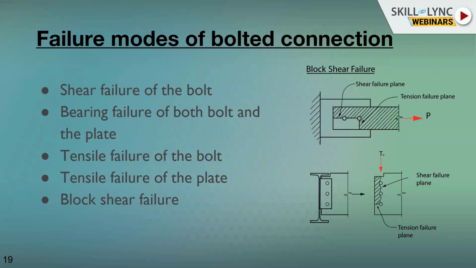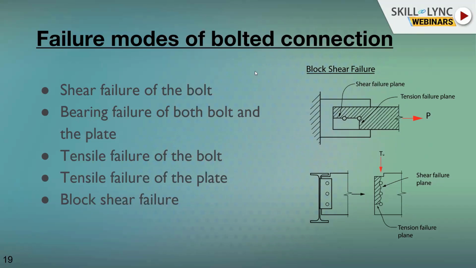Next will be the tensile failure of the bolt. That means the head portion, the shank portion, or the threaded portion will be pulled out by the excess loading that can come in. Next is the tension failure of the plate, where the bolt remains intact and the plate fails because of the tension load.